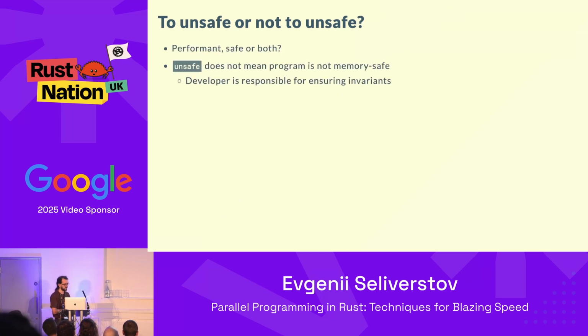Why not both, yeah? Unsafe doesn't mean your program will immediately become unsafe. It doesn't become C++ code, it doesn't shoot you in the foot. So it's actually about the developer being responsible to ensure the invariants of the type system, yeah? And to interface with system libraries, libc and the kernel, you need to have unsafe, yeah?